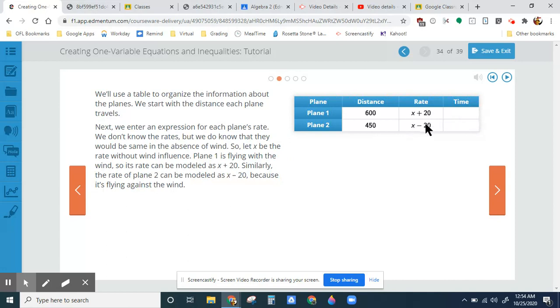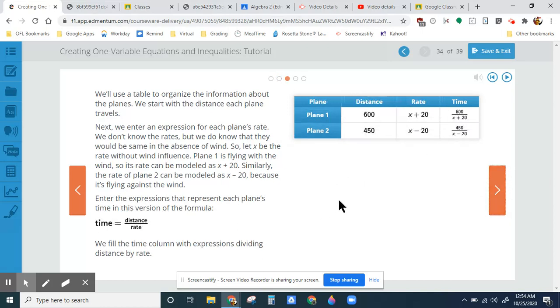So this is their rate. One's with the wind, going 20 miles an hour faster. The other one's without the wind. And then the amount of time, we don't know time. We just know that it's distance divided by their rates.